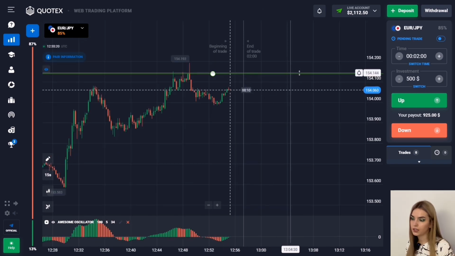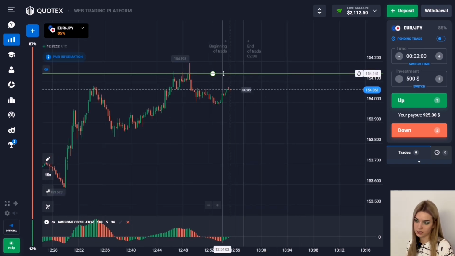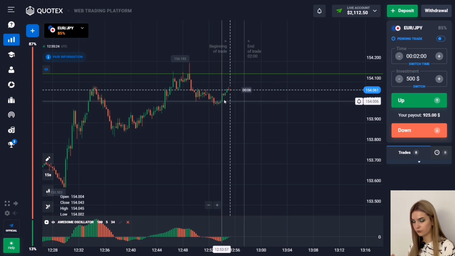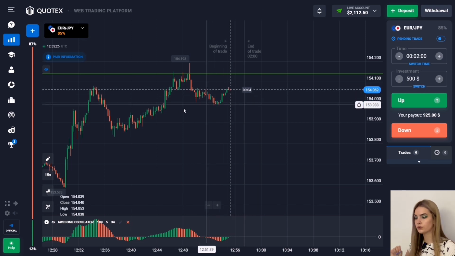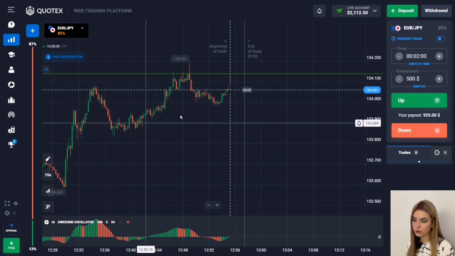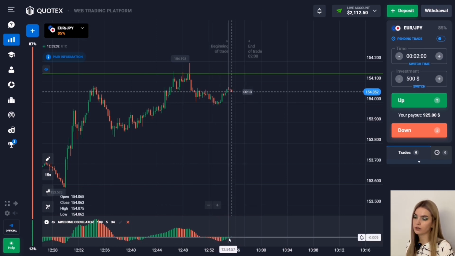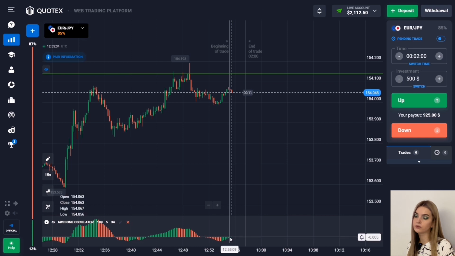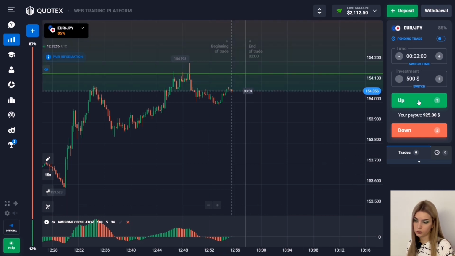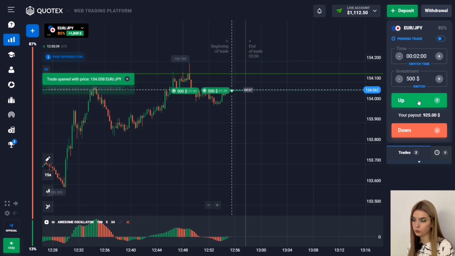Here at the top we have a resistance level. We also see that there was a pullback from the level, and now the price has turned around and is moving up. Also, the overall potential of the price at the same time goes up. A green histogram is formed on the indicator, and this means that the volumes for the increase are growing. In this situation, I think we will open a deal for 2 minutes to go up.